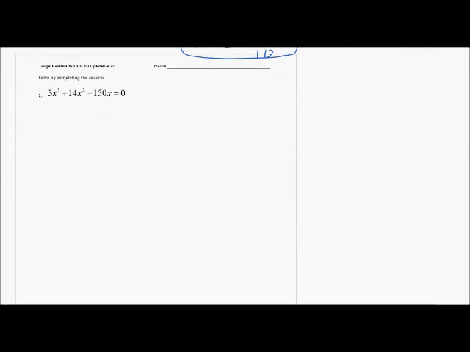Number 39, the last of our openers, solved by completing the square. 3 doesn't go into all of them, but I still do need to factor out an x. 3x squared plus 14x minus 150 equals 0.